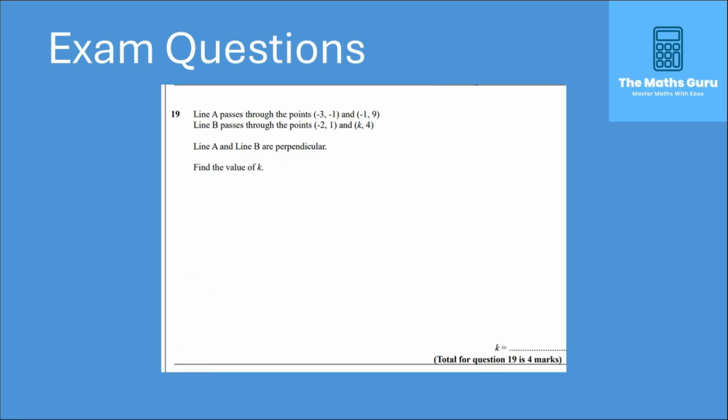Moving on to the last question today, we're told that line A passes through the points (-3, -1) and (-1, 9), and line B passes through the points (-2, 1) and (k, 4). Line A and line B are perpendicular, so we know that the gradients are negative reciprocals of each other.